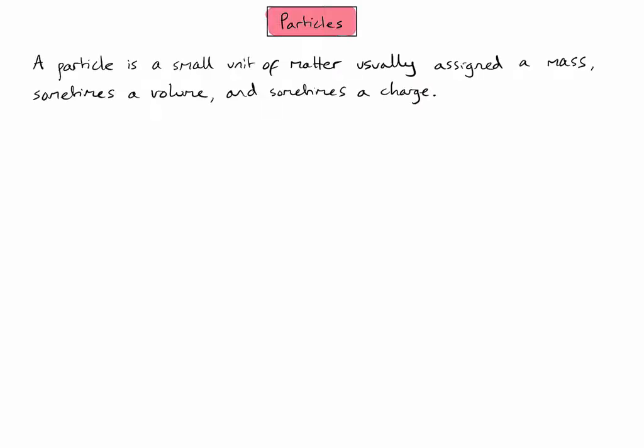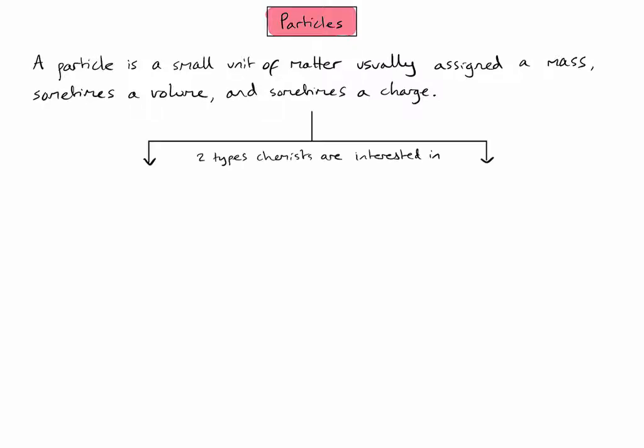At the heart of chemistry is the understanding of how small units of matter that we call particles interact with each other. And when we model small units of matter as a particle, we usually assign it a mass, sometimes a volume, and sometimes a charge. There are two main types of particle that chemists are interested in.